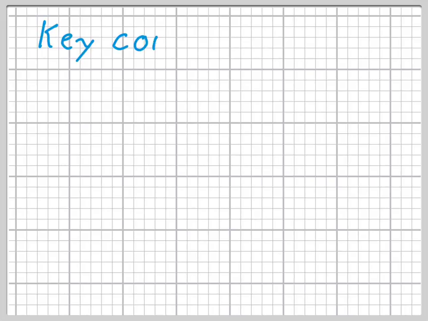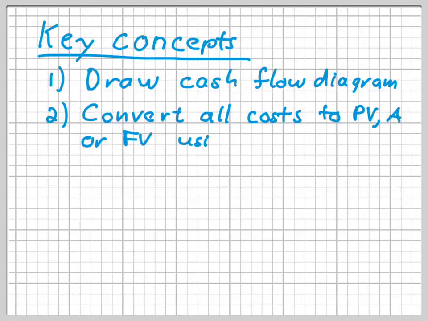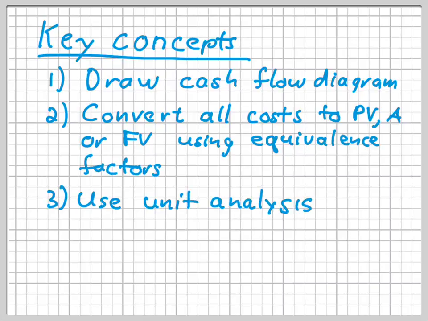So let's summarize some of the key concepts here. First, you always must draw a cash flow diagram at the beginning. If you don't draw a cash flow diagram, you're probably going to miss something and get the problem wrong. Second, we're going to take all the costs and convert them to either a current present value in an equivalence, an annuity value, or a future value using our equivalence factors. And then finally, we're going to use unit analysis to ensure that we have the right solution in the end and check our units. I hope that helps.